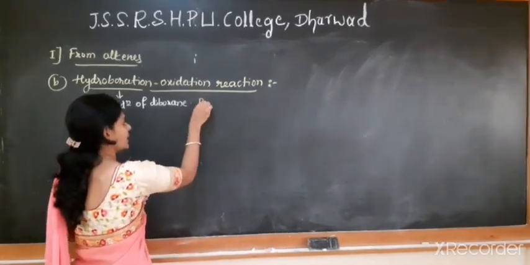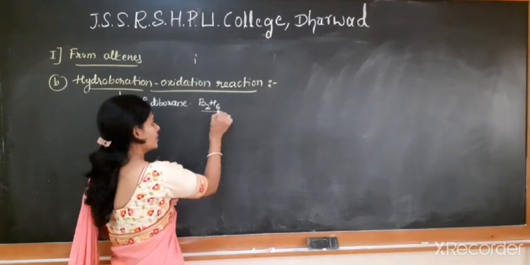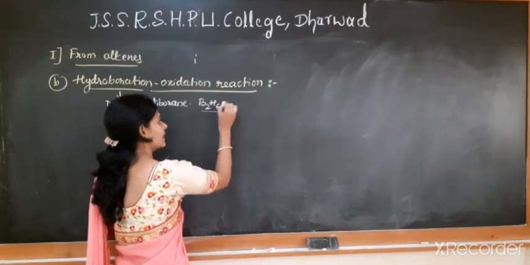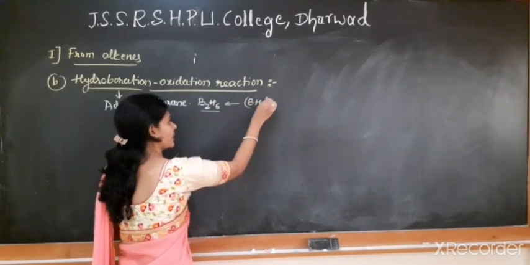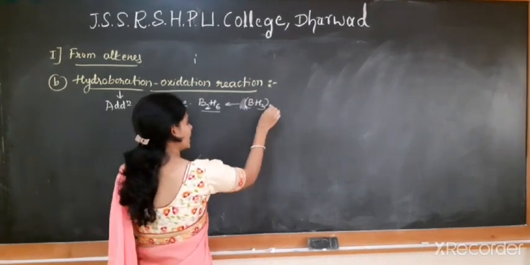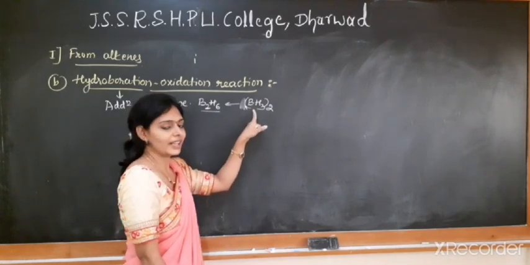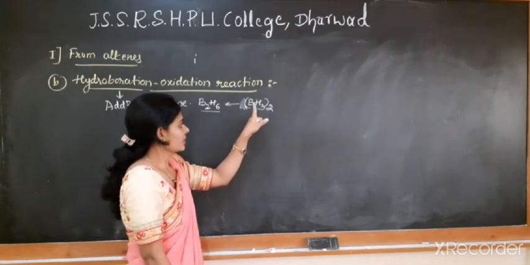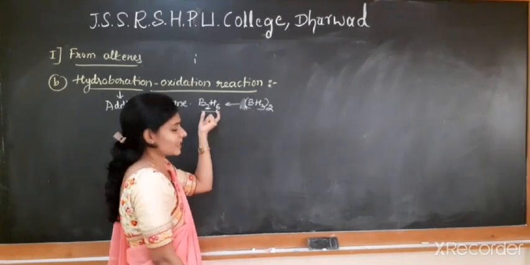So, diborane is B2H6 molecule. Okay, so B2H6 is nothing but a dimer of BH3 unit. So, two BH3 units are connected to form B2H6. As BH3 is electron deficient hydride, it dimerizes itself to get the stability and forms a diborane.